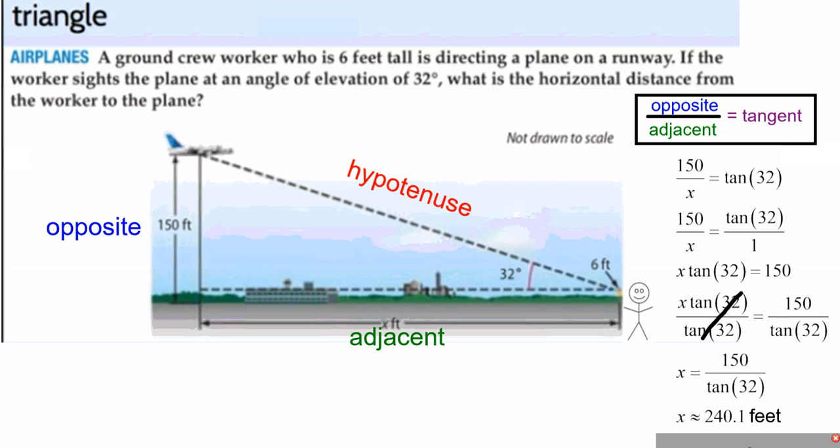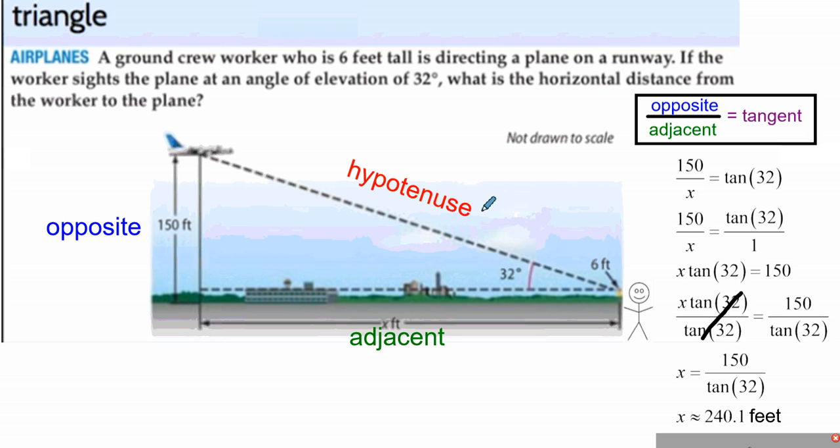So again, what were the keys to this problem? One, where are you standing? Where's your point of reference? So the ground crew worker here. Labeling your sides based on that perspective. So what's opposite, adjacent, hypotenuse. Figuring out what ratio to use, and then substituting into the ratio to help you solve for the missing piece.